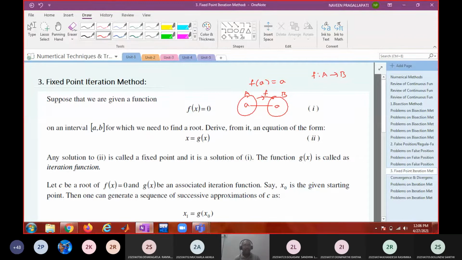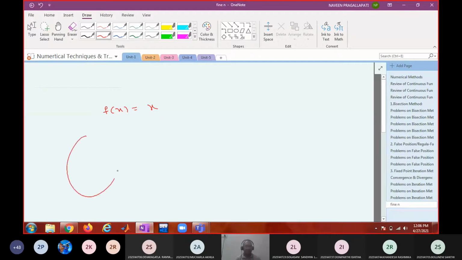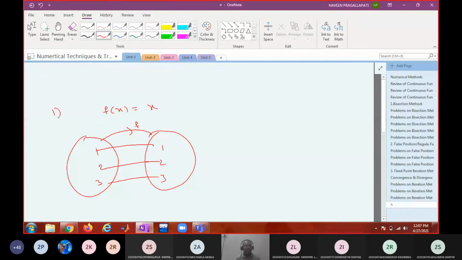For example, let me take a blank page. If I take a function f of x equal to x, what are the fixed points of this function? Every point is a fixed point, no? Because 1 is mapped to 1, 2 is mapped to 2, 3 is mapped to 3, by the definition. Whenever a point is mapping to itself, that is called a fixed point. So for an identity function, every point is a fixed point. Do you agree?